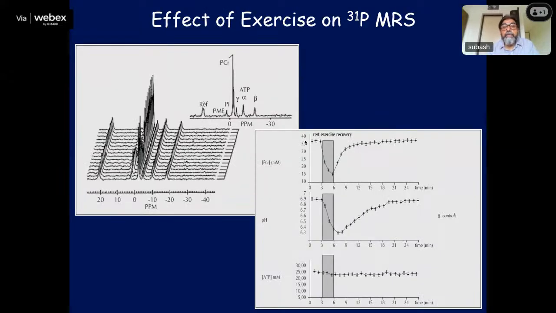Then this is the recovery. You can see here this is a resting state value of phosphocreatine. And when you make the person exercise, the phosphocreatine goes down. And when there's a recovery process, slowly phosphocreatine comes up. Similar thing is seen with pH. And then you can look at the ATP, which is fairly constant because it is being utilized and constantly being built during the oxidative metabolism. And these are the stacked spectra shown over here.